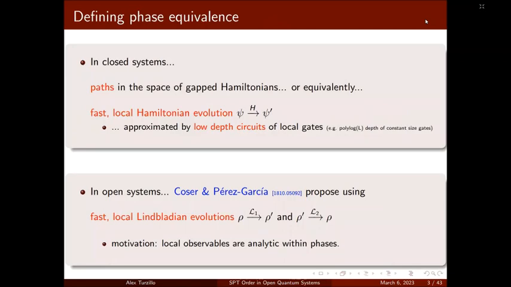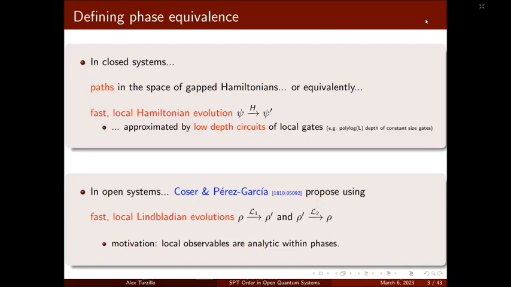Before getting to any sort of classification or study of robustness of phases in open systems, it's important to have a working definition of what a phase is. So in closed systems, there are several perspectives on this. One can speak of paths in the space of gapped Hamiltonians. Another perspective, which has been shown to be equivalent, is to think of fast local evolutions between states. So thinking less of the Hamiltonians and more in terms of their ground states. And in the quantum information community, typically one replaces this fast local Hamiltonian evolution with an approximation by some low depth circuit made of local gates.